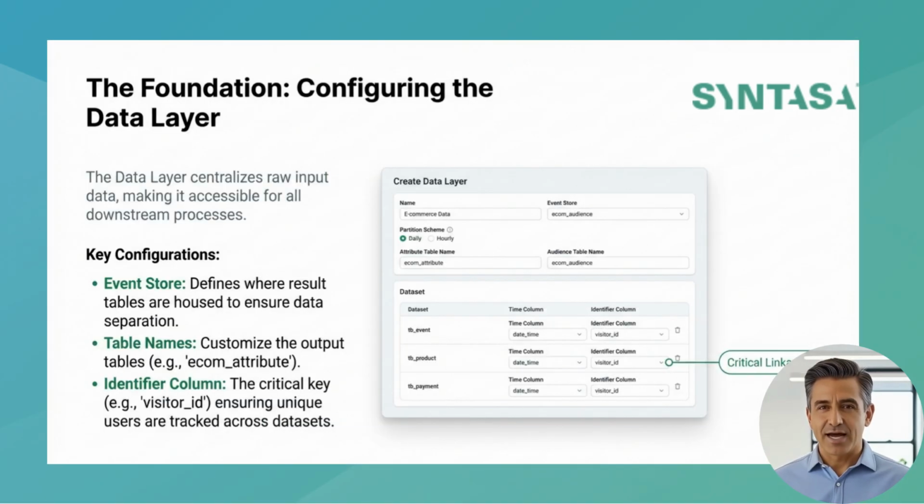To begin building dynamic customer segments, we must start with the data layer, the backbone of the module. The data layer centralizes raw input data from your production database, making it accessible for all downstream processes. Here you will define your event store, table names for results, and specify identifier columns like visitor_id to ensure unique users are accurately tracked across your datasets. Remember, without a properly configured data layer, attributes and audiences cannot function.